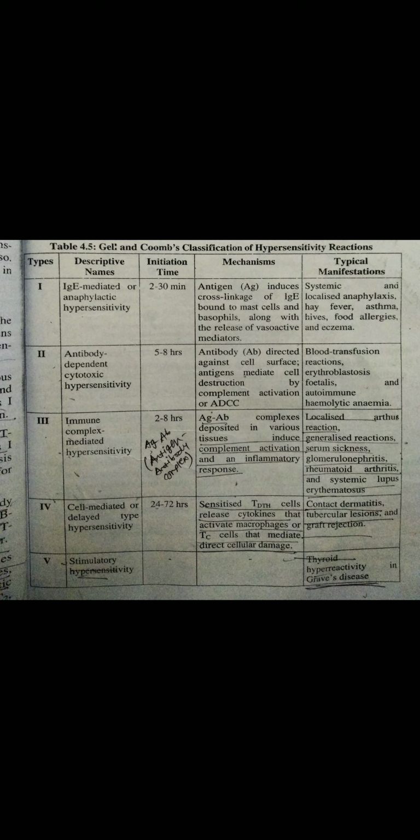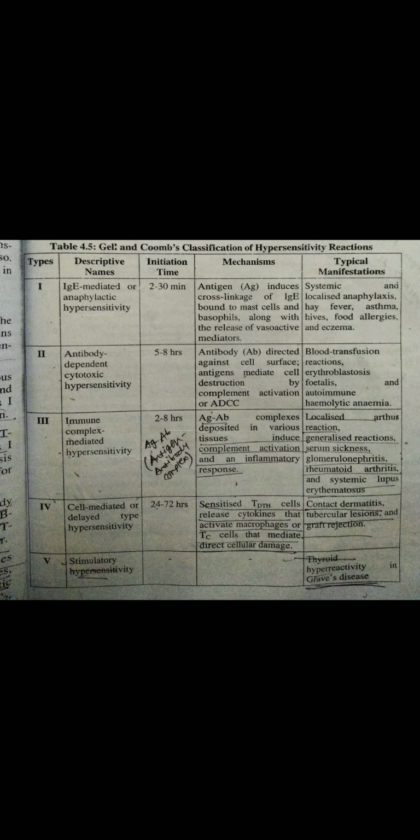Now the mechanism of this is antigen induced cross linkage of immunoglobulin E bound to mast cells and basophils, along with the release of vasoactive mediators. So here the antigen cross links with immunoglobulin E. Due to this, mast cells and basophils, which are WBCs, release the mediators, and these mediators give symptoms like hay fever and asthma and so on.